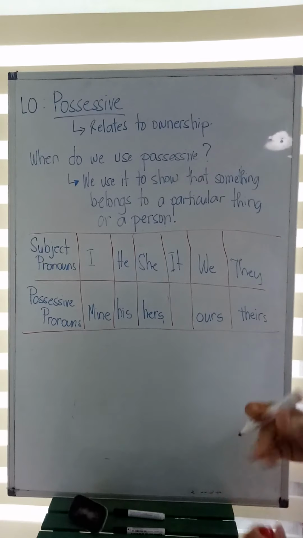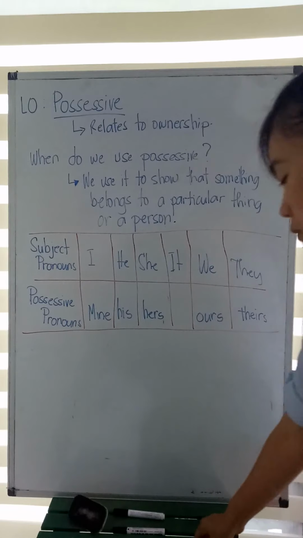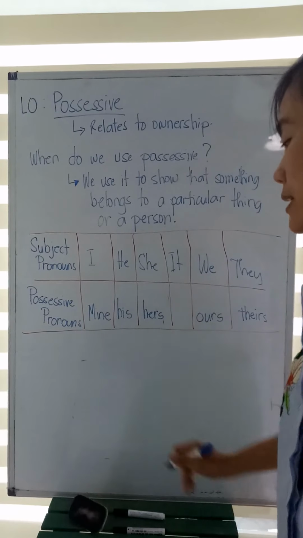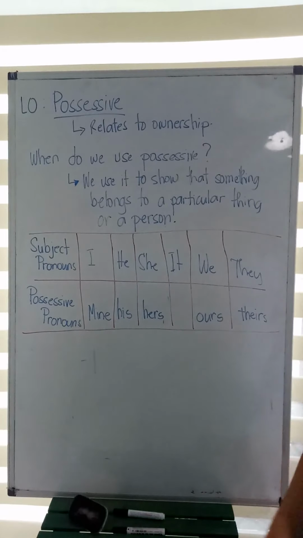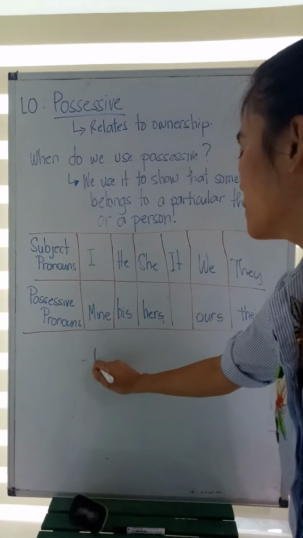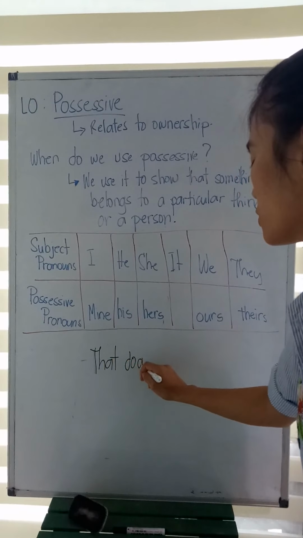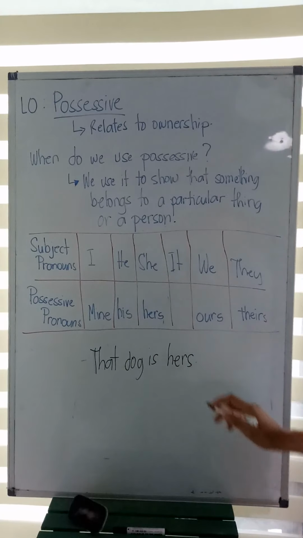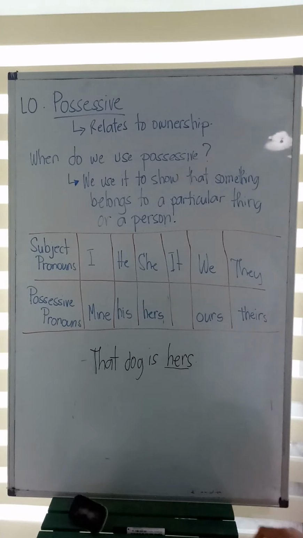And like I said, we use it to show ownership, or something belongs to a specific person or a particular thing. For example, in a sentence, I can say, that dog is hers. So in this sentence, this is our possessive pronoun, hers. Who owns the dog? Hers.